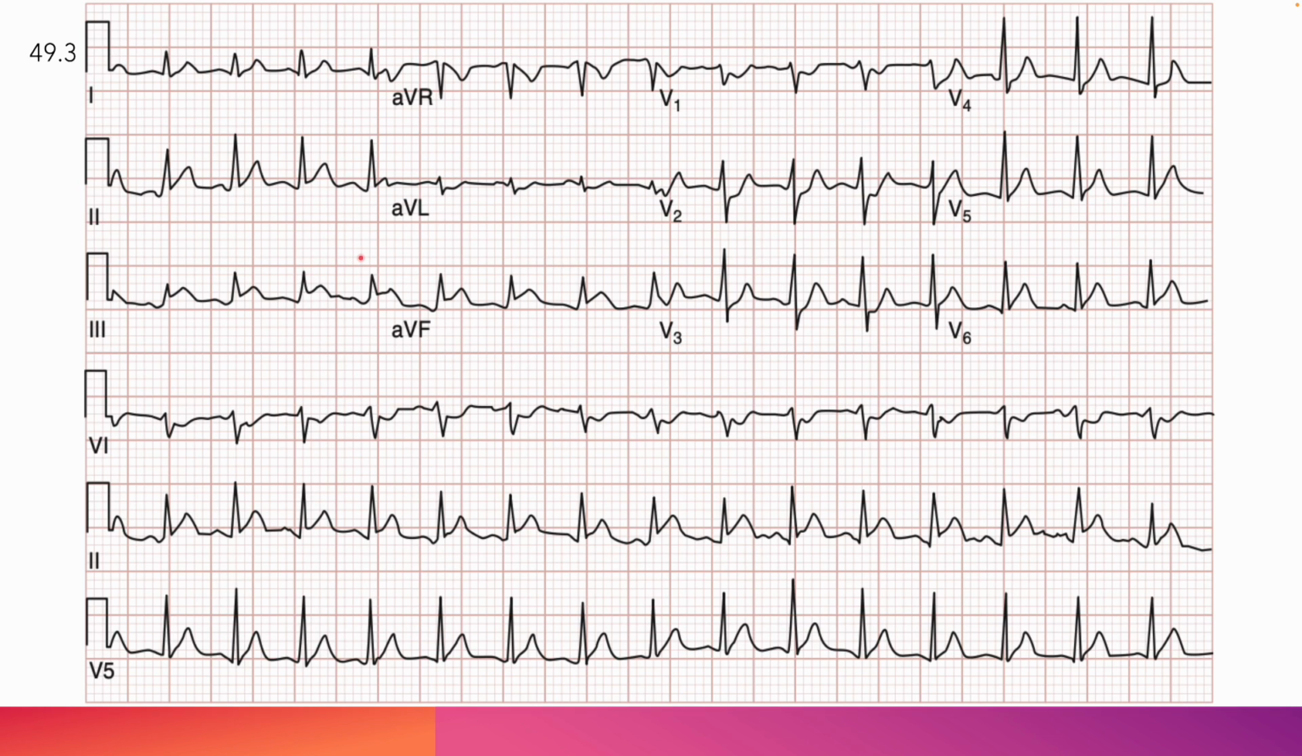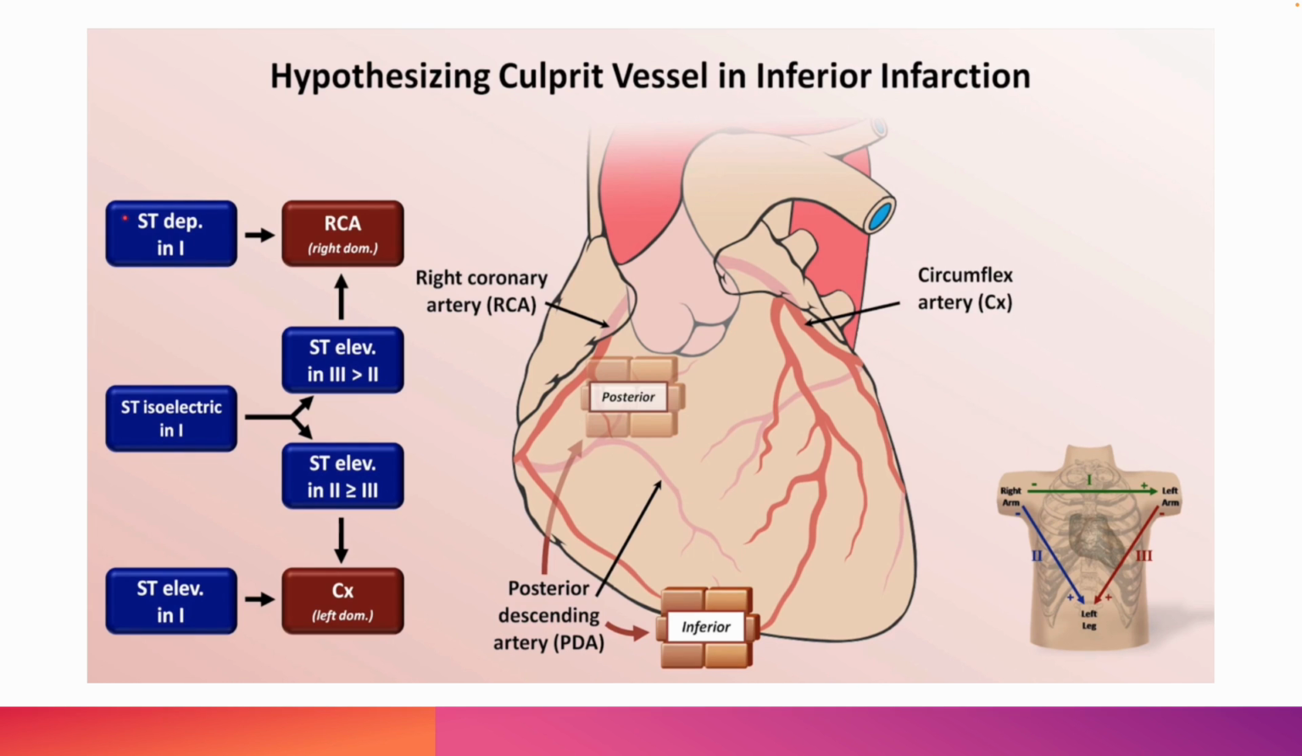So therefore, this is just an inferior MI, and the culprit could be either an RCA, right coronary artery, or the circumflex. And to know that, you have to actually look at lead 1. If there is, and this picture explains it, an ST depression in lead 1, then it's an RCA artery. So basically, the inferior wall of the heart is supplied by two arteries, the right coronary and the circumflex. 80% of the time it's the right coronary artery, and 15% of the time it's the circumflex. 5% of the time it's actually codominant.